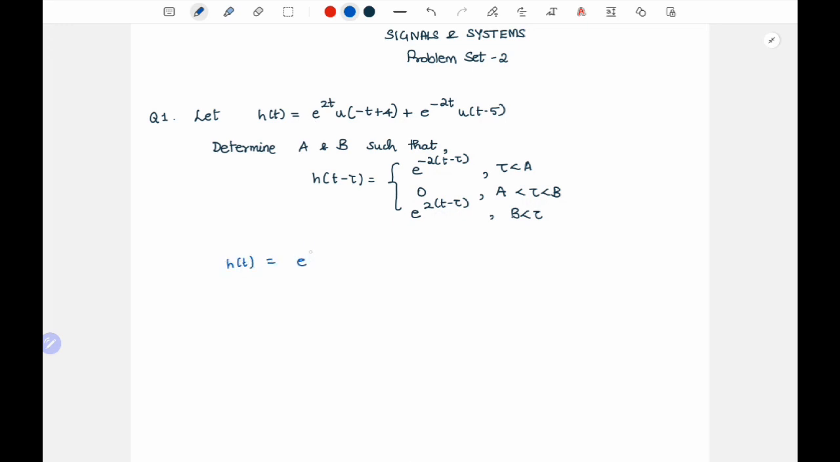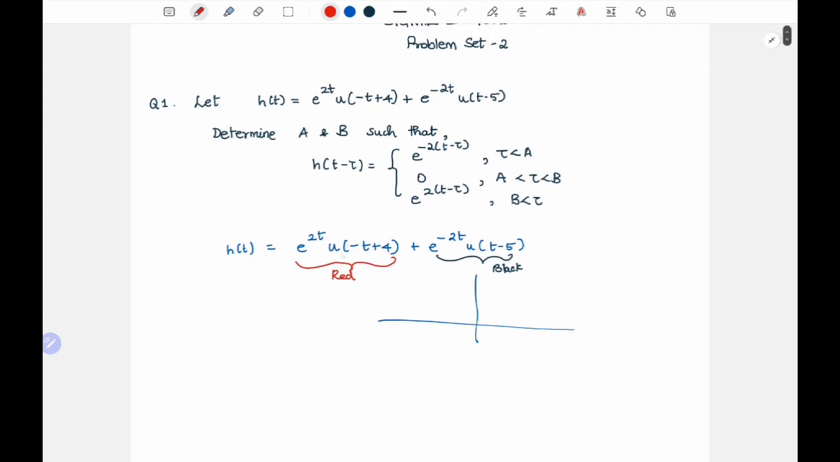So h of t is nothing but e power 2t u of minus t plus 4 plus e power minus 2t u of t minus 5. So if we try to plot it, let's represent this by a red signal and this by a black one. So how does this signal look like? It is u of minus t plus 4, so minus t plus 4 greater than 0. Only in this region the signal exists. So t should be less than 4, right? So this signal exists inside this region, somewhere here. This is 0, let's say.